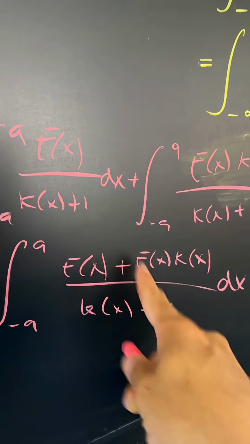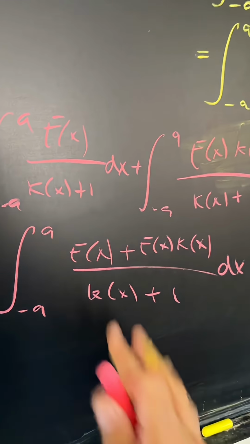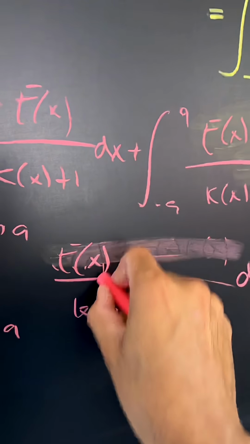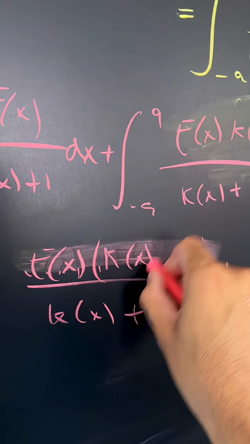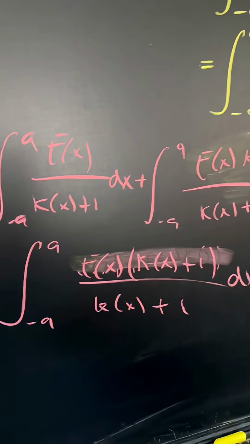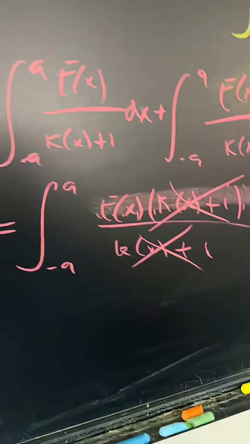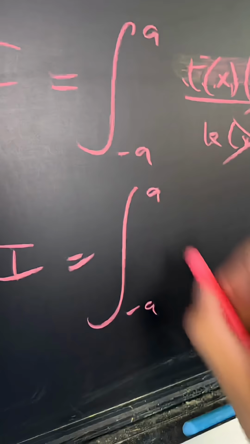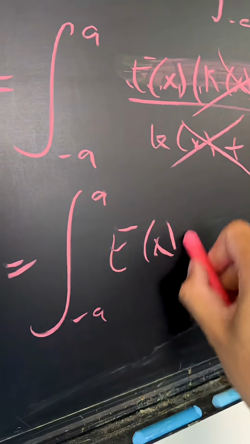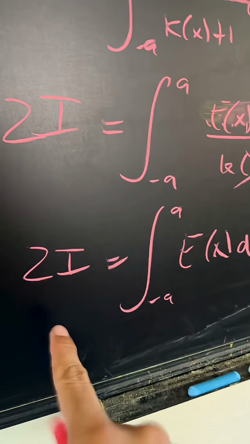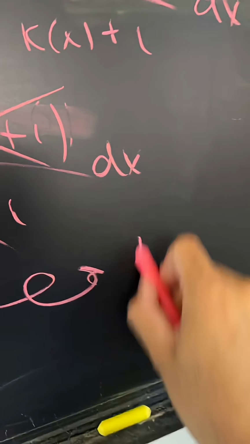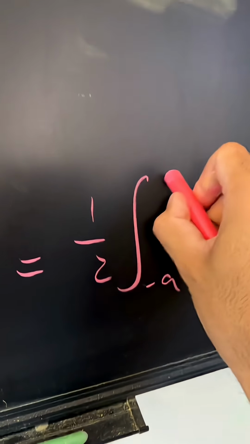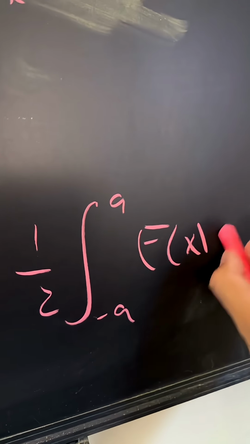Both of these terms have an e of x in common, so I'm going to factor it out from both. And what is that going to give me? E of x times k of x plus 1. K of x plus 1 cancels out with the k of x plus 1, so that leaves me with 2i is equal to the integral from negative a to a of simply just e of x with respect to x. Let's go ahead and divide the 2 to the other side, and that tells us I is going to equal to 1/2 integral from negative a to a of the even function dx.